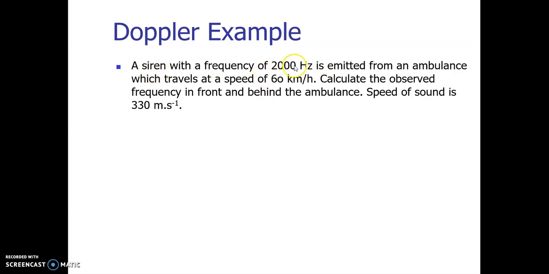A siren with a frequency of 2000 Hertz is emitted from an ambulance which is traveling at a speed of 60 kilometers an hour. Calculate the observed frequency in front of and behind the ambulance. The speed of sound you can take as 330 meters per second.